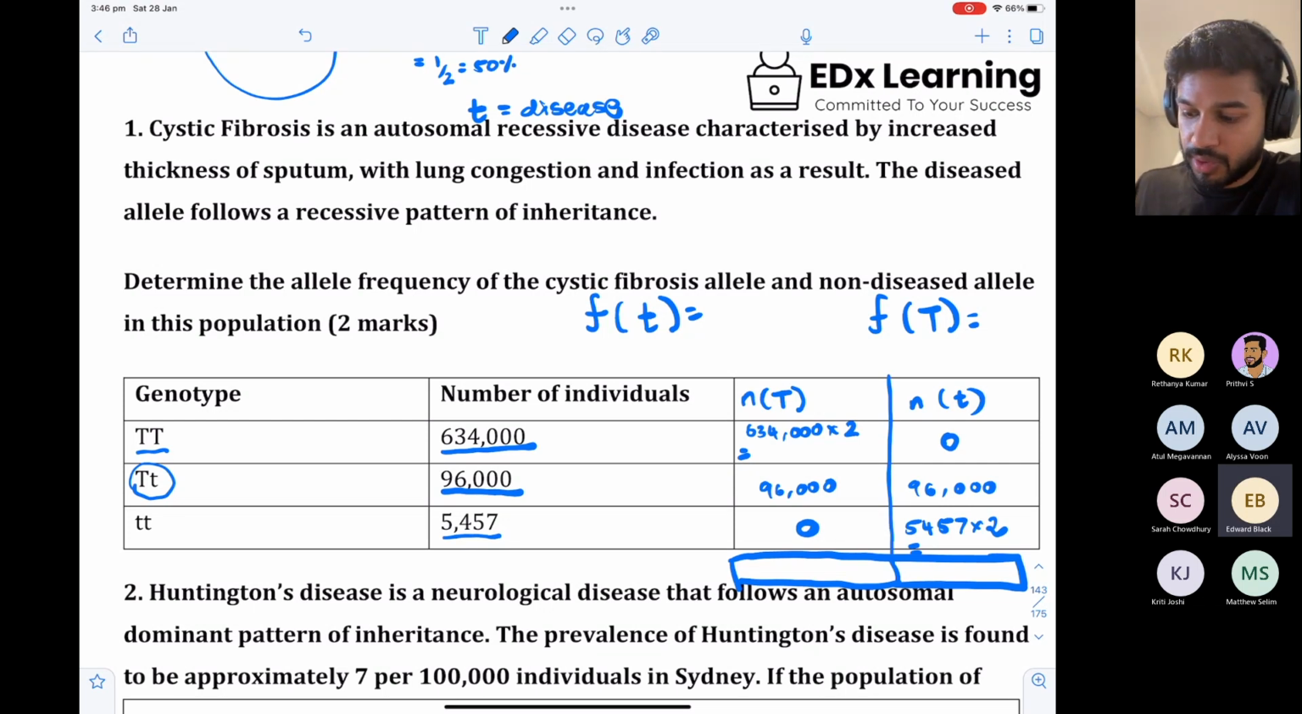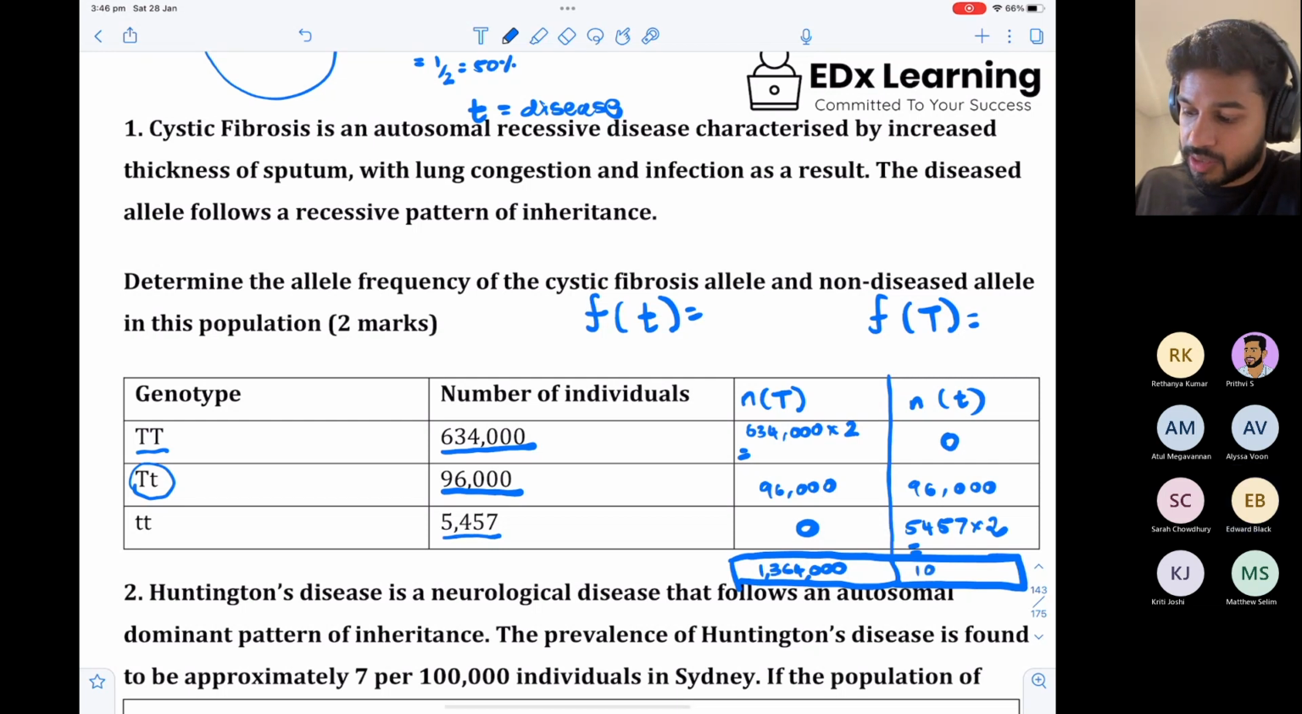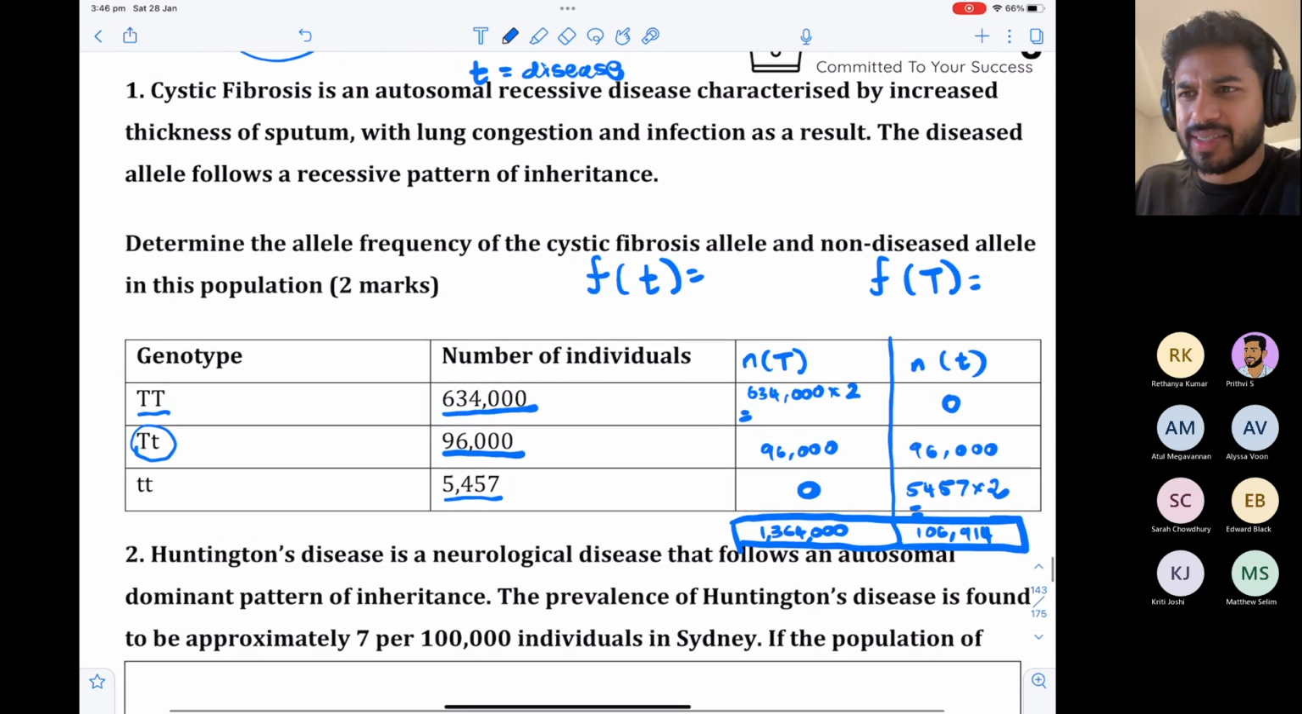1,364,000 for big T. Good. Thank you. And for little t? 106,914. Good job, right? So now it's very easy to answer this question.